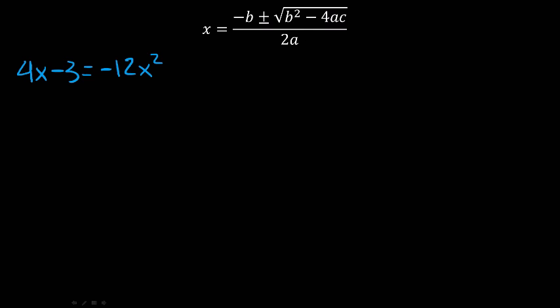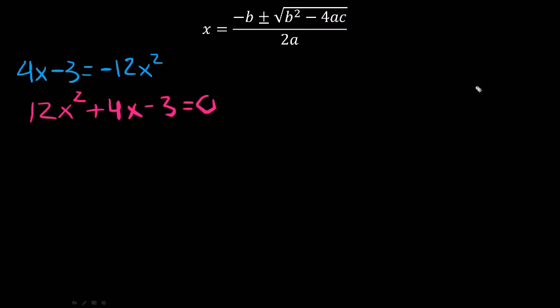So right here I have a quadratic equation. Before using the formula, we want to make sure we get everything on one side and that it's in standard form. So bring the 12x over, so then we have 12x squared plus 4x minus 3 is equal to 0. So it's in standard form, and now we're good to go.